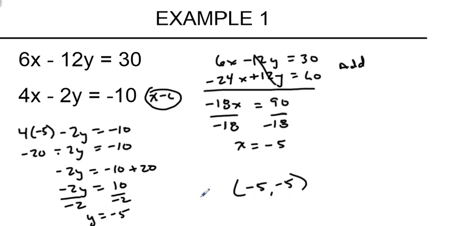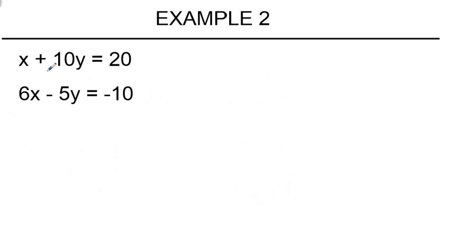Okay? All right, let's take a look at another example. So once again, I've got my two equations. My goal is to eliminate one of the variables so that I can solve for the other one. How I do that is usually to multiply or divide one of the equations so it matches up. In this case, I can do this two ways. I can multiply this equation by negative 6 so that these are opposites, or I can multiply this equation by positive 2 so that these are opposites.